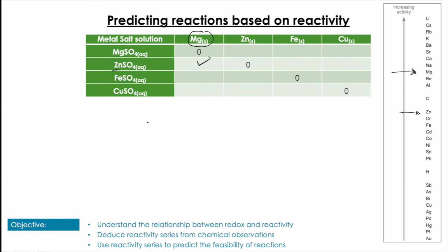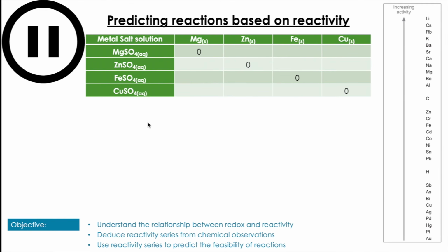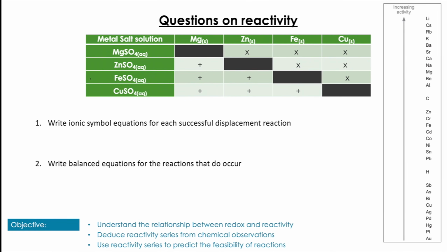So you can have a go at copying and completing this table just by using ticks and crosses for where reactions would not occur. Pause the video and give yourself a moment to try and complete that. Brilliant. So hopefully you got something that looks like this. And that shows that you have magnesium displacing all of the other metals from the salts, and zinc doing all of them except magnesium, iron, only copper, and copper not displacing any of them.